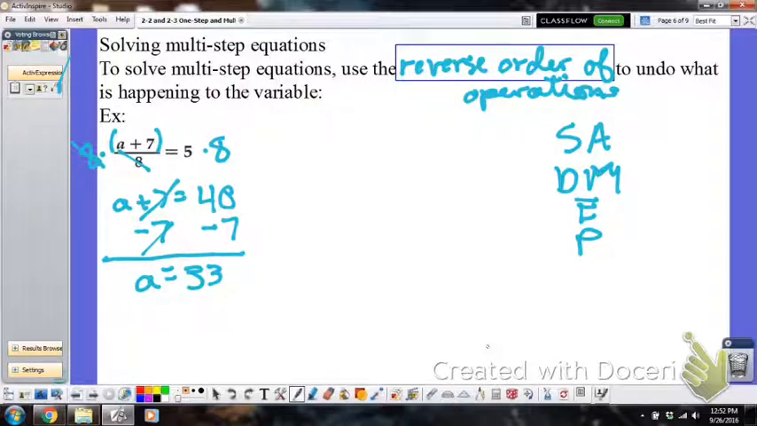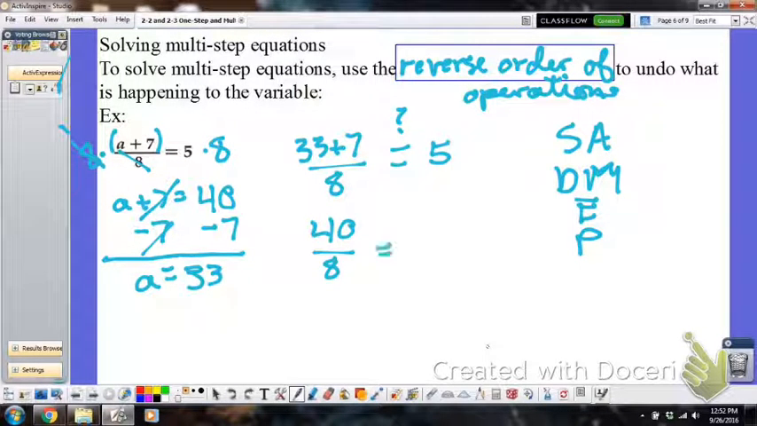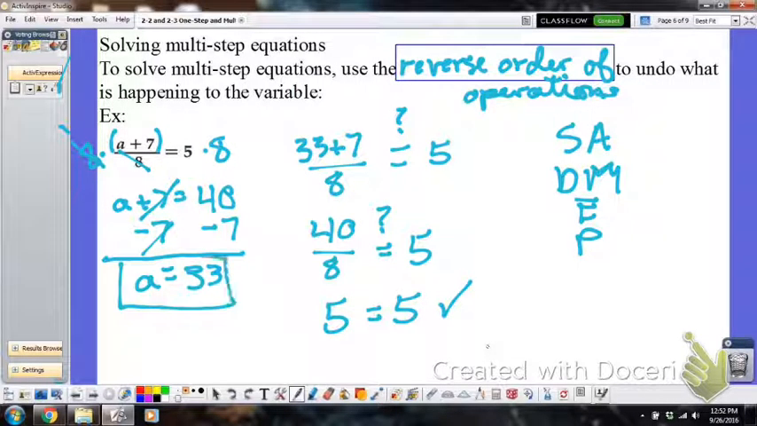Again, ladies and gentlemen, we can check this real quick. Substituting a positive 33 into my equation. So I have 33 plus 7 over 8. I'm going to find out if that is equal to 5. 33 plus 7 is 40. So I'm finding out if 40 over 8 is equal to 5. 40 over 8 is 5. So 5 is equal to 5. We're good. My solution is a is equal to 33.